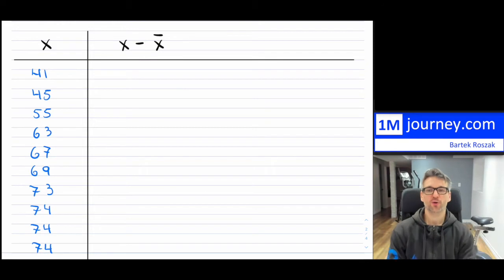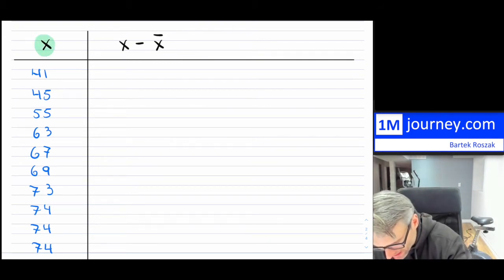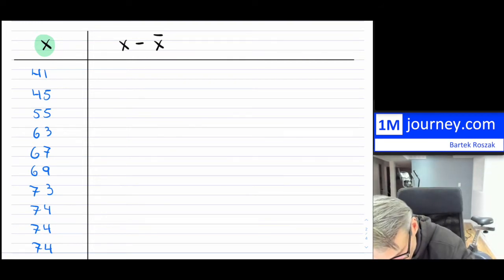All right, so welcome back. So I'm just constructing basically a table, and within this table, on the left-hand side, I have all my data points. So I have 41, 45, 55, and so on. And now I'm going to construct my deviations for each data point. So I'm going to do the first few and talk through it so that you understand it.